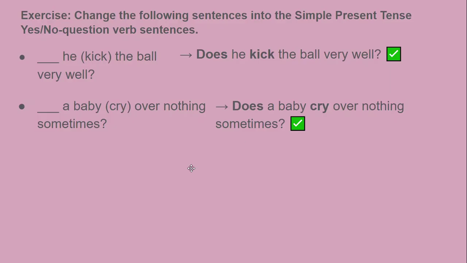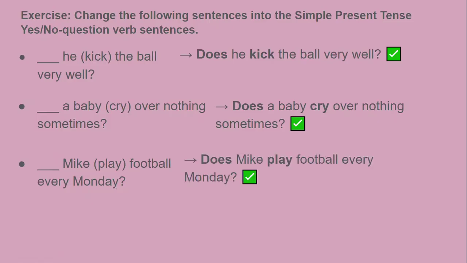Perfect. Let's move. Next sentence. Space, Mike play football every Monday. As we saw in the previous video, Mike, of course, can be regarded as the he. So again, we have to use does. So our sentence becomes, does Mike play football every Monday?